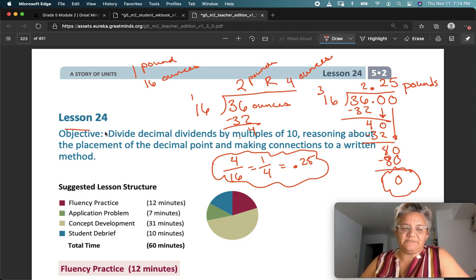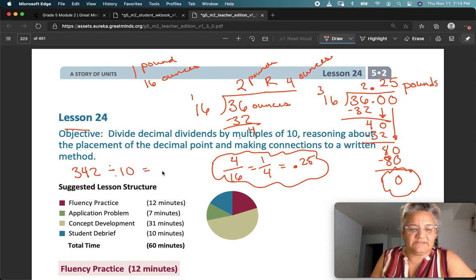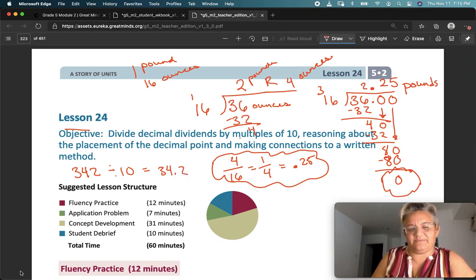Okay, so our objective: divide decimal dividends by multiples of 10. Reasoning about the placement of the decimal point and making connections to a written method. We have already done this. Remember when we divided by 10 and multiplied by 10? So let me give you an example. How about 342 divided by 10, right, equals 34 and 2/10. We've already done this, remember? Division, the decimal goes to the left. Multiplication, the decimal goes to the right.